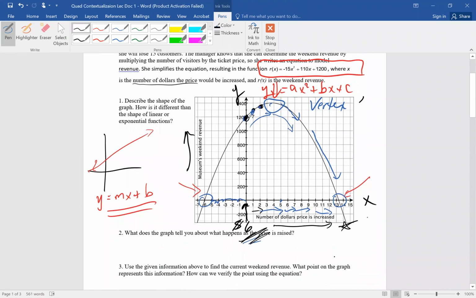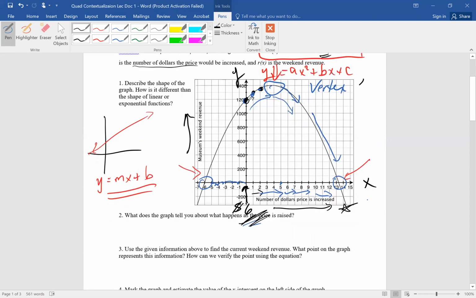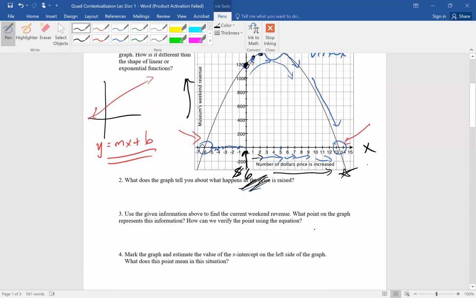You could actually just plug it in. So if I don't raise the price at all, and I plug 0 into here, and 0 into there, 0 times those two numbers is just going to make 0, and your only value out would be 1,200. So that's how you can validate it using points on the graph. And by the points on the graph, this is the point (0, 1,200). Sorry, it's a little sloppy. Or you could write f of 0 equals 1,200.